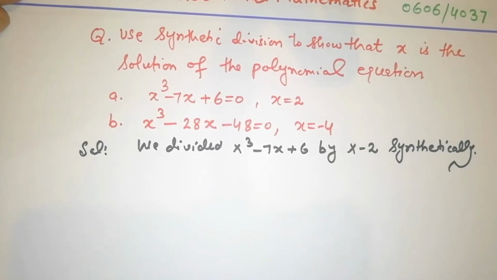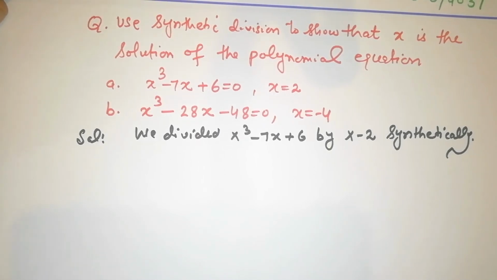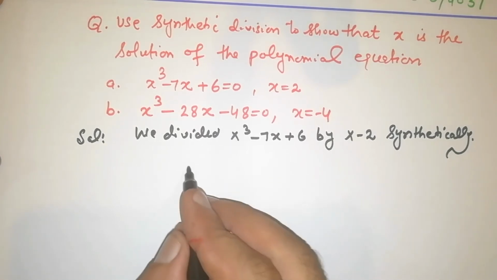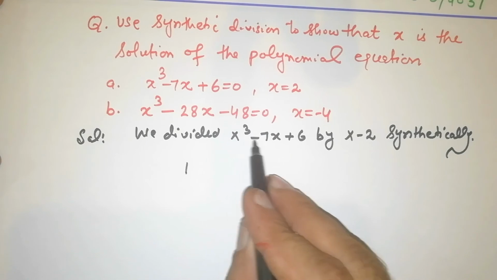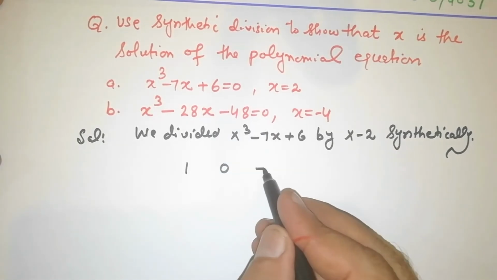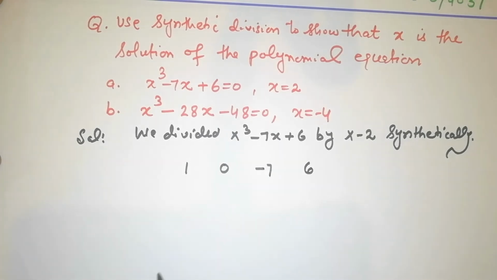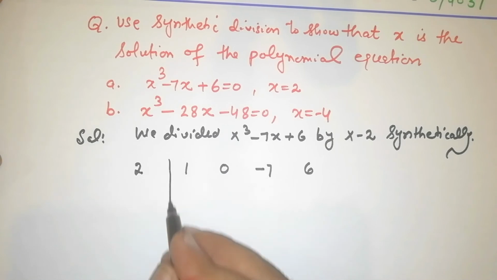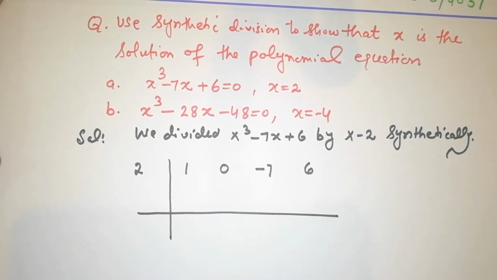So when we divide it synthetically, students, the synthetic division method consists of 3 steps, meaning 3 lines. In the first line we write the coefficients of the dividend. See here, the x cube coefficient is 1. There is no x square term, therefore we write here 0. The x coefficient is minus 7 and then this 6 is the constant. And from here we write 2 and draw these 2 lines.